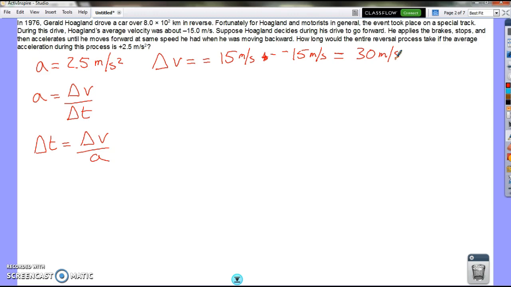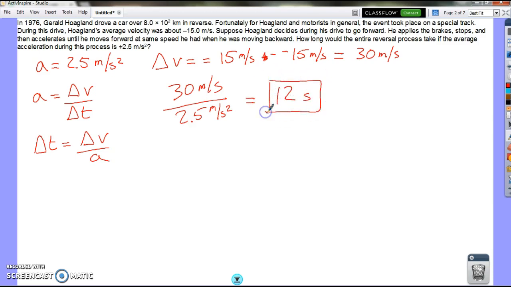And so we've got a velocity, we've got an acceleration, and we've got a time. So let's find it out. We've got 30 meters per second divided by 2.5 meters per second squared, which gives us 12 seconds. 2 sig figs because the acceleration is in 2 sig figs. Number 3.